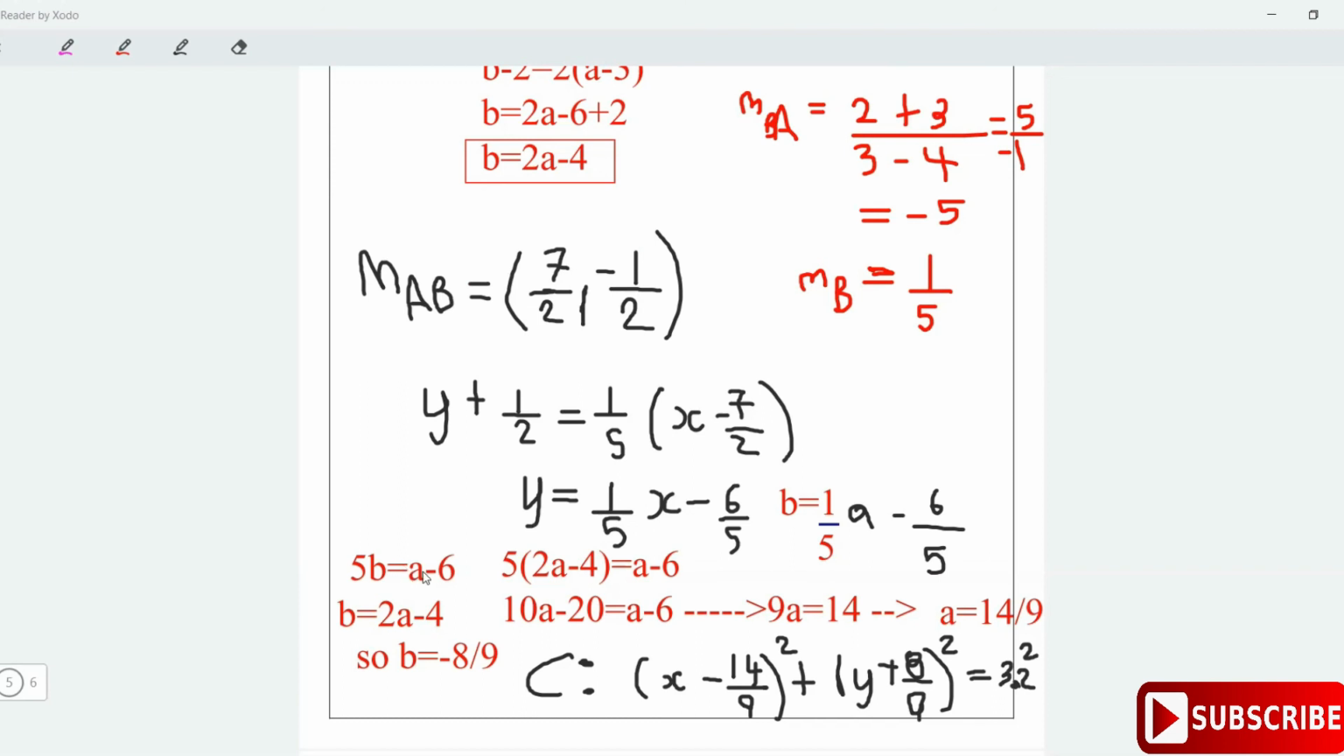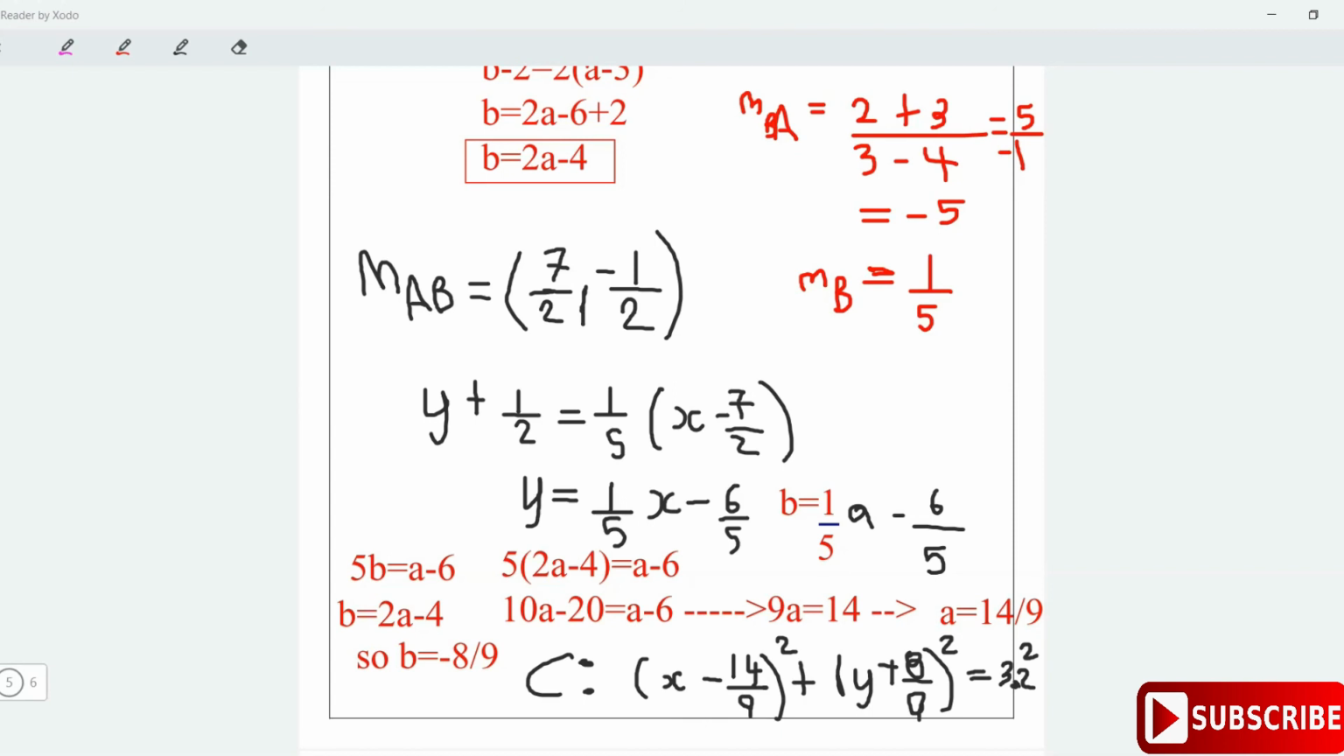equal a minus 6. So 5 times 2 is 10, 5 times 4 is minus 20, a minus 6. All right, bring over the 20 here, bring over the a here, subtract a, 9a, add 20, 14. Yep, so this is what we get.